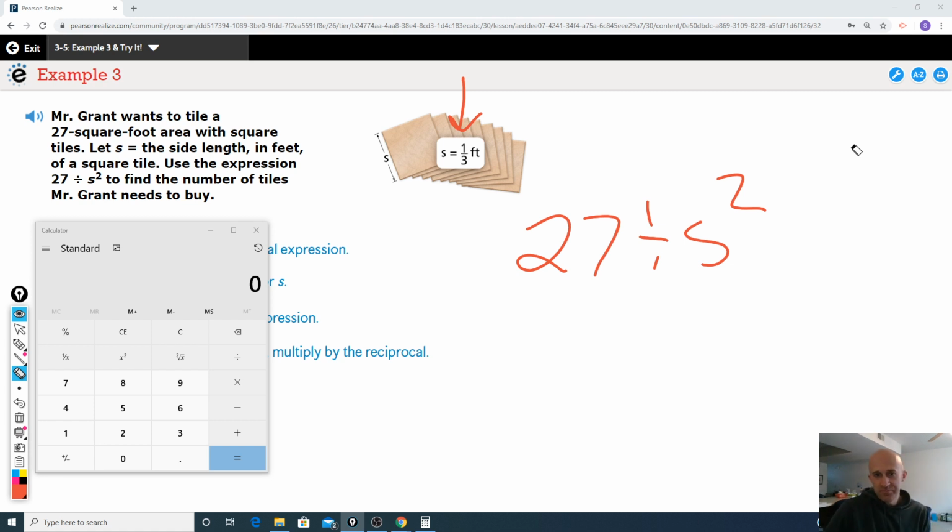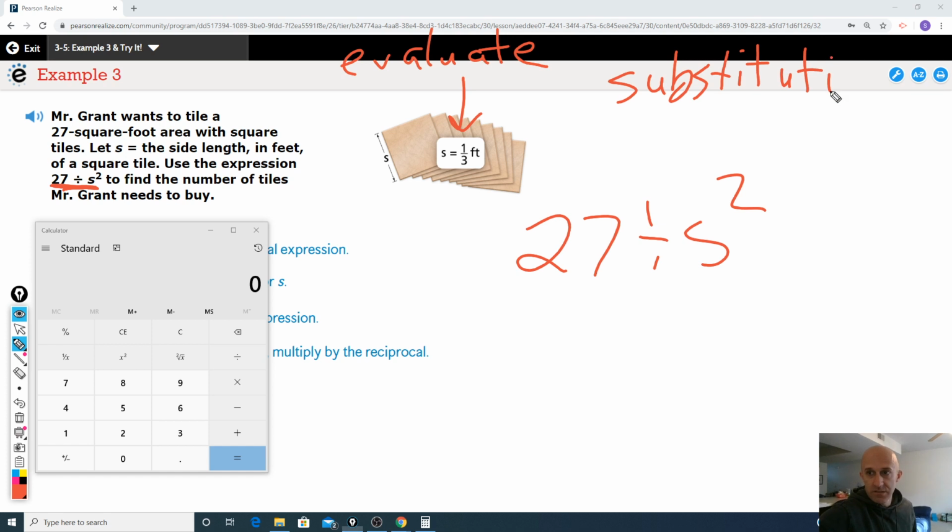So if I have 27 and I divide by S squared, you guys remember, when we evaluate an expression, what does evaluate mean? Evaluate an expression in this instance means we're going to be using substitution. We're going to be using substitution when we evaluate this expression.